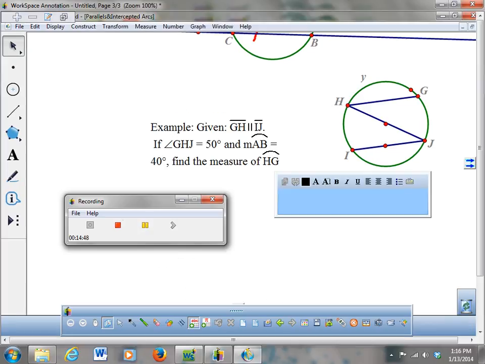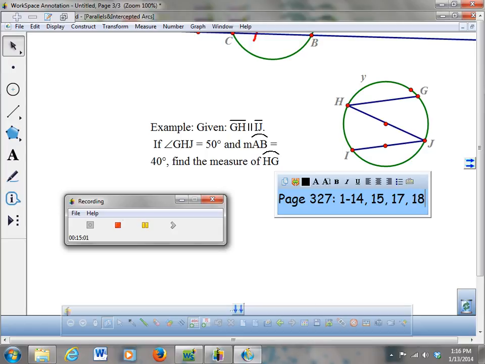Your homework is page 327. We have to draw the circles again. Can we please not draw the picture? You don't have to draw that. Don't draw everything. Let's draw all you need.